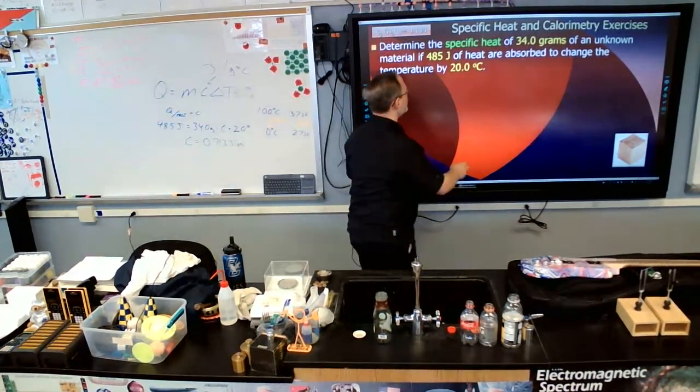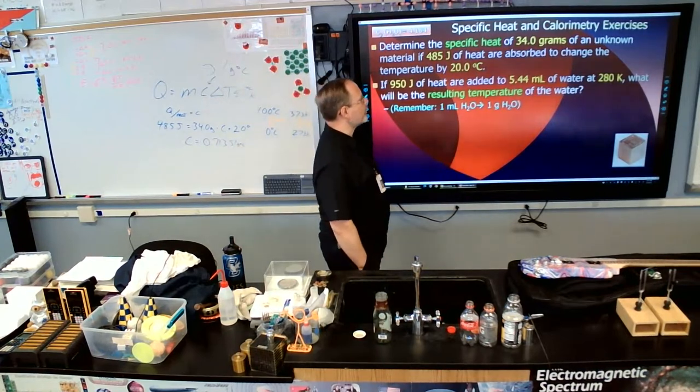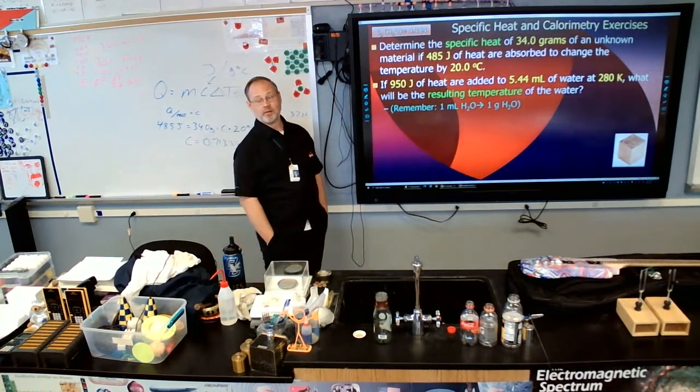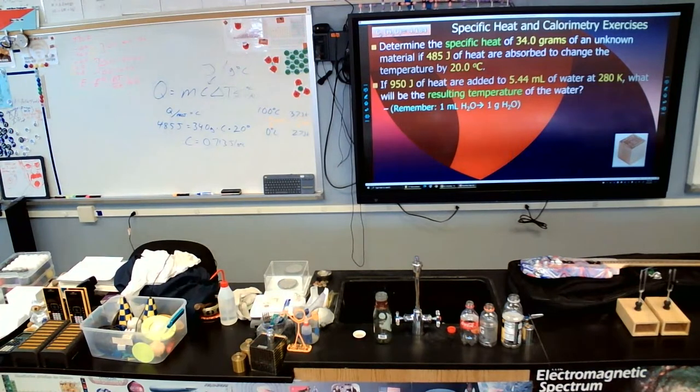Correct. Got it. Okay, so here we go. With that information, here's this. If 950 joules of heat are added to 5.44 milliliters of water at 280 Kelvin, what will be the resulting temperature of the water? Do we have to move milliliters into liters? Nope. We take advantage of the fact that the density of water is 1 gram per milliliter. So if you have 5.44 milliliters, you have 5.44 grams.